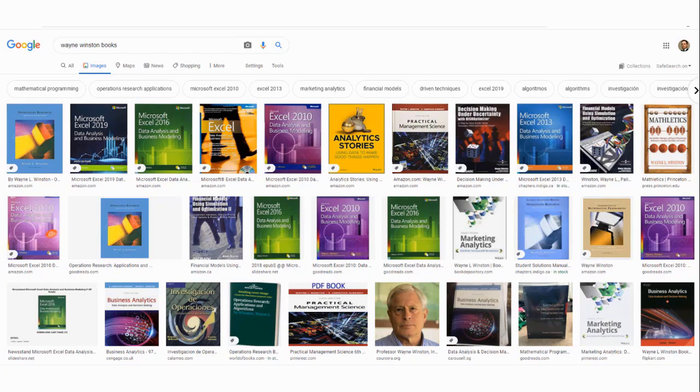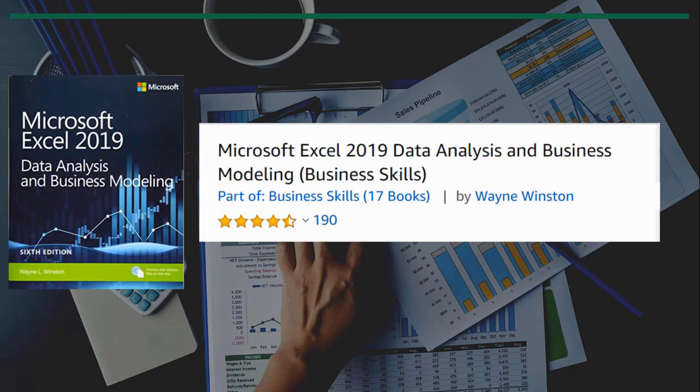So the main book that Dr. Winston has written is his 2019 book. When I say the main book, the most popular book, I mean, all of his books are very popular, but this is his most popular one, as you can see here based on the reviews. And this is the book that Microsoft has asked Dr. Winston to write. And this is Microsoft's best selling Excel book on the topic.